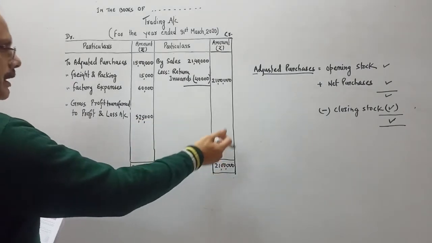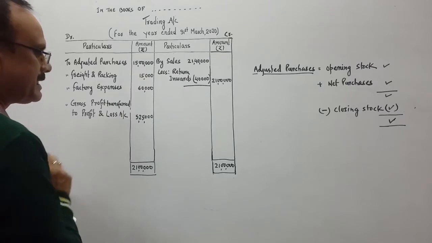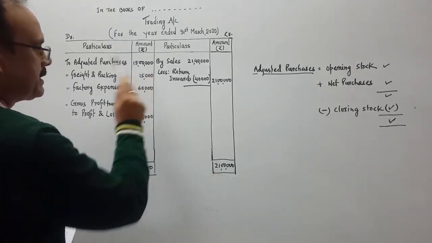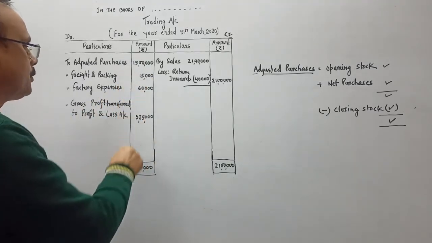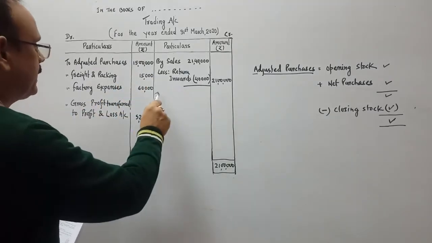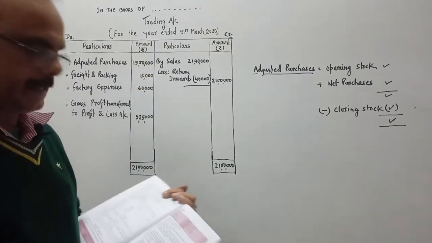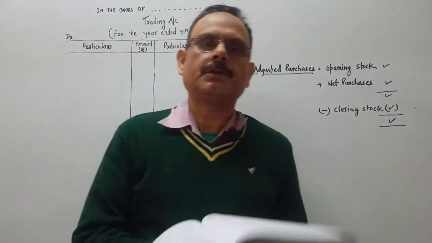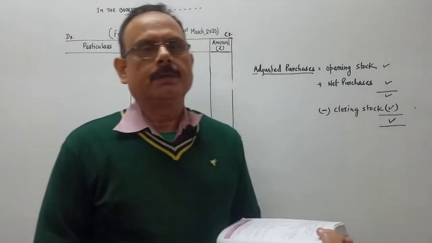Credit is more and the total of the debit, these 3 items total, is less. This figure is high and the total of this is less. So the difference indicates the gross profit. If this side is more and this side is less, then gross loss is transferred to profit and loss account. Okay. Now coming to the next question, based on trading account.